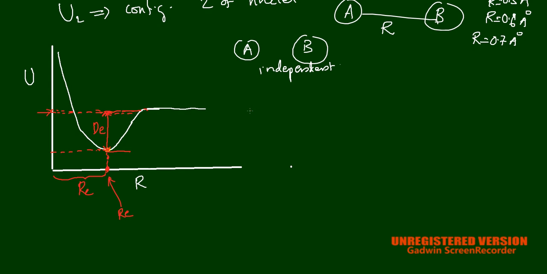But in fact, if you spectroscopically determine the bond dissociation energy, that bond dissociation energy will be something less than this D_E. Observed bond dissociation energy, we call this D_0, the observed bond dissociation energy. That observed bond dissociation energy will be less than the equilibrium bond dissociation energy D_E. There is a reason for that. You may be guessing what is the reason.